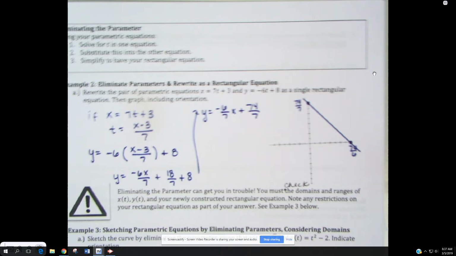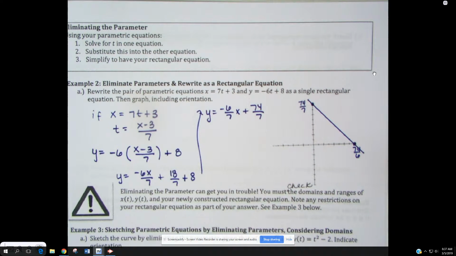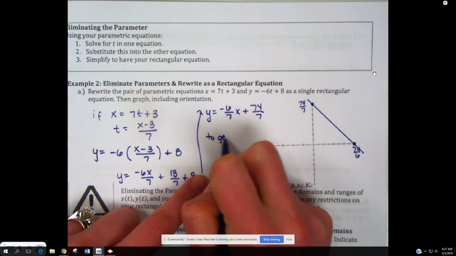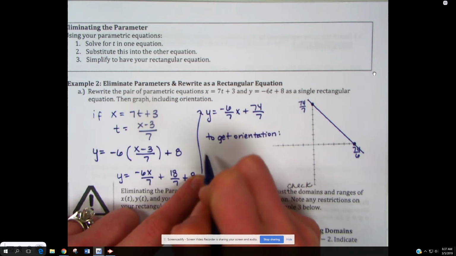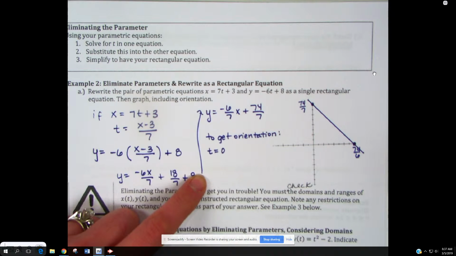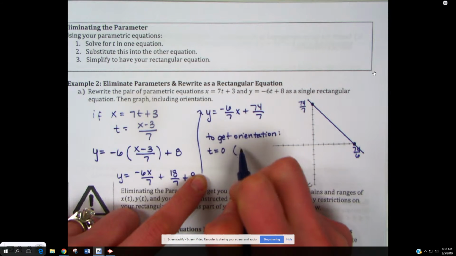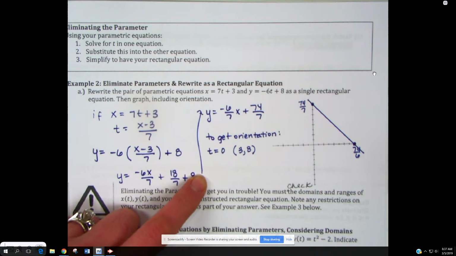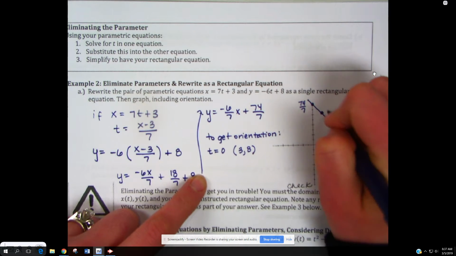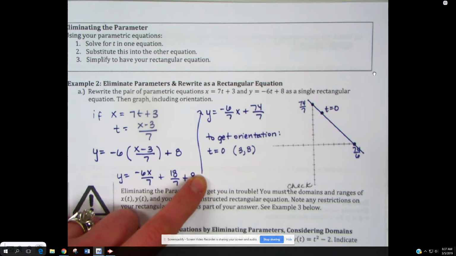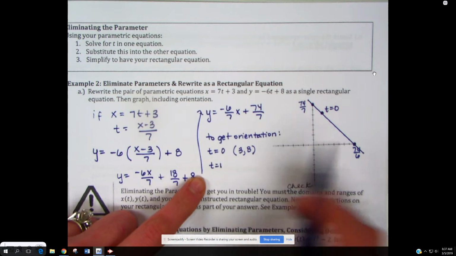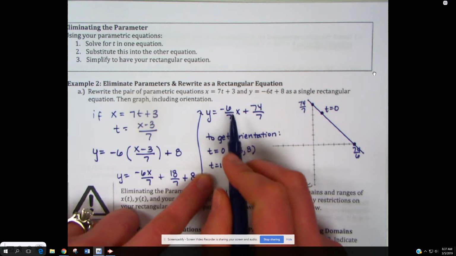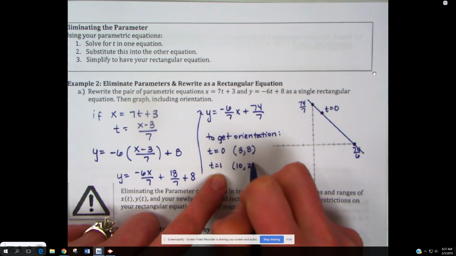The only thing that this doesn't get for you that the table does is that you miss out on that directional nature. So in order to get your orientation, to figure out the relationship with your t values, just pick two values. When t is 0, right, I would be getting 3 and 8. So roughly, right about here. This is my t equals 0. I need to figure out when t is 1, am I going this way or am I going this way? So I plug it in and I get a value. When you plug in 1, you end up getting 10,2.